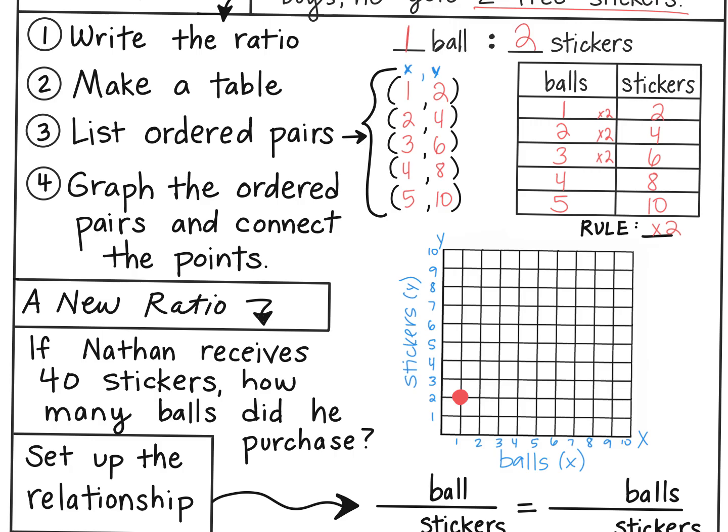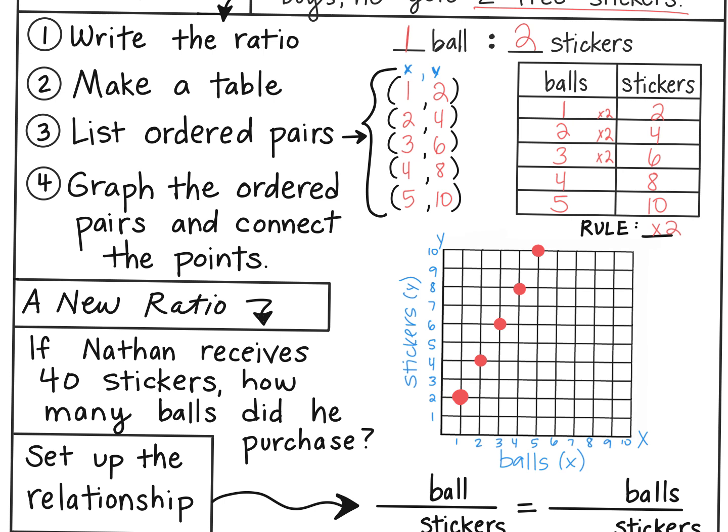Now I'm going to do 2, 4. So I have to go over 2, up 4. My next point is 3, 6. So go over to 3, up to 6. Then over 4, up 8, over 5, up 10. Notice how these are perfectly spread out.